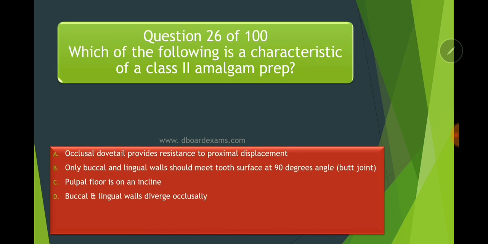Question 26. All right. So, which of the following is a characteristic of a class 2 amalgam prep?